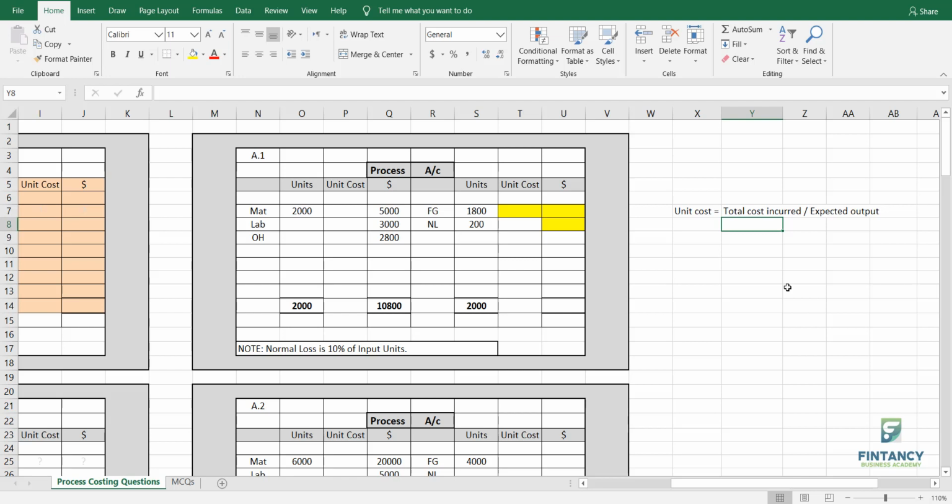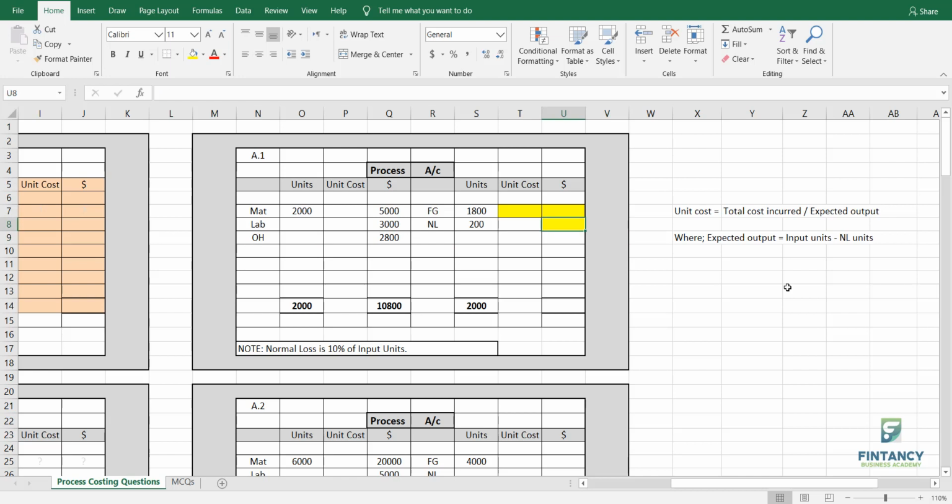This is the formula where expected output is input units minus normal loss units. Okay, NL means normal loss and FG means finished goods. MAT means material, LAB means labor, OH means overheads.